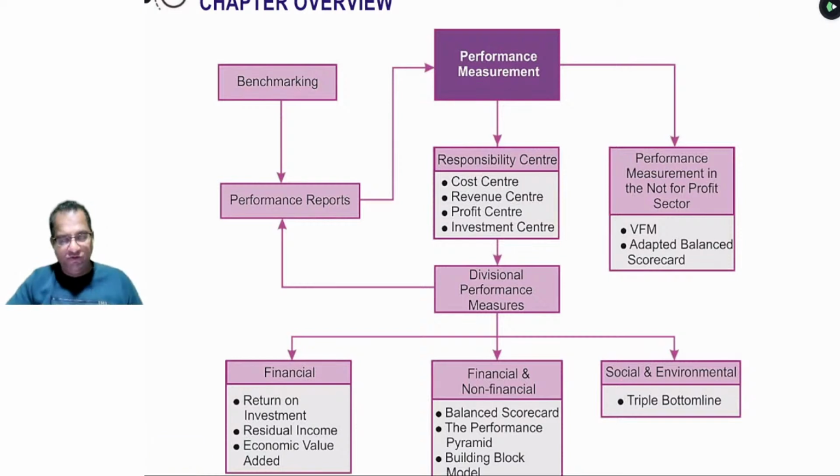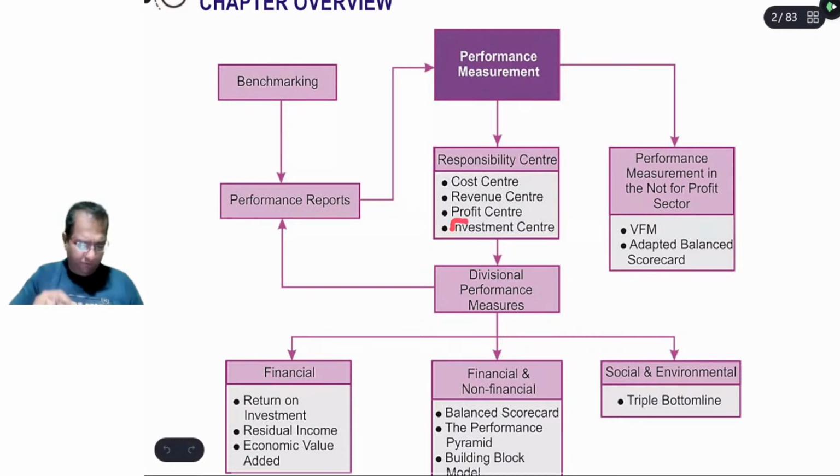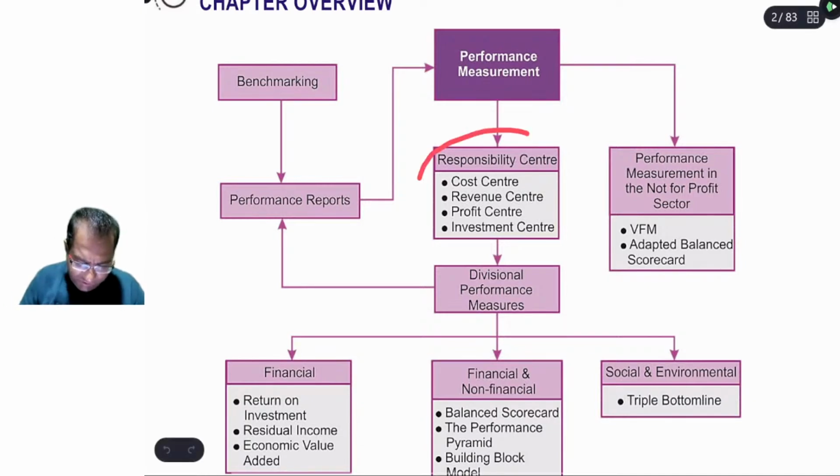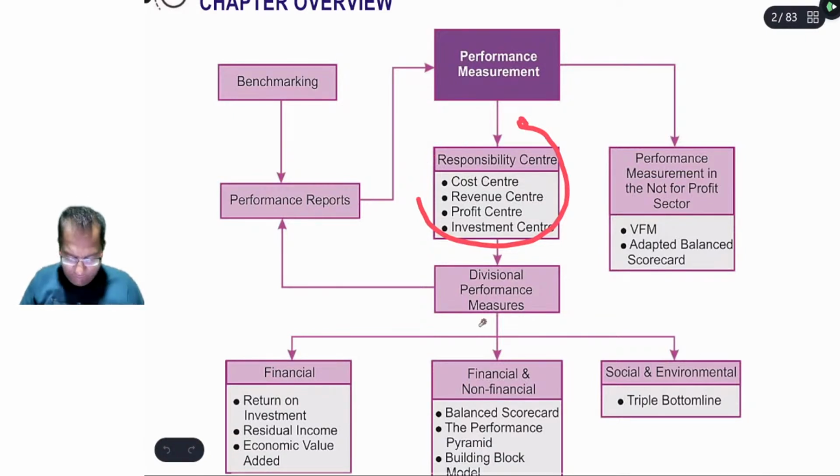Majority of the questions are framed when departments are investment centers. We will discuss in detail what we mean by responsibility center, and responsibility centers are bifurcated into 4 parts: cost center, revenue center, profit center, and investment center. Okay, then once the responsibility has been fixed of a particular department, then at the end of the period, we will measure the divisional performance.